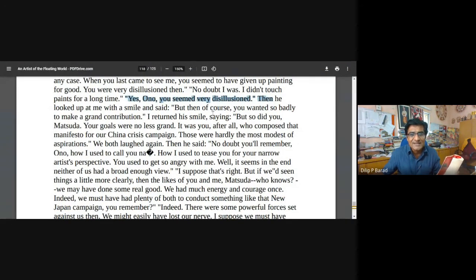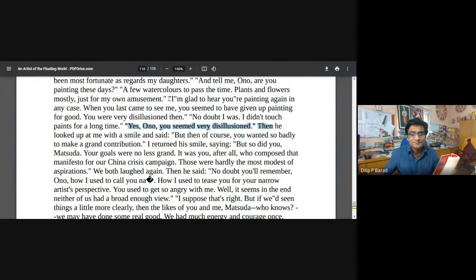So now see, here he says, I am glad to hear you are repainting again in any case. When you last came to see me, you seemed to have given up painting for good. You were very disillusioned then. He says, no doubt I was, Masuji says. I didn't touch paints for a long time. Matsuda says, yes, Ono. You seemed very disillusioned. Then he looked up at me with a smile and said, but then of course, you wanted so badly to make a grand contribution.